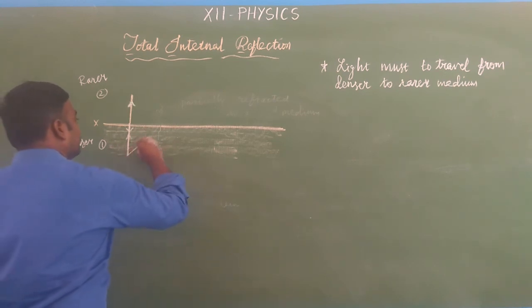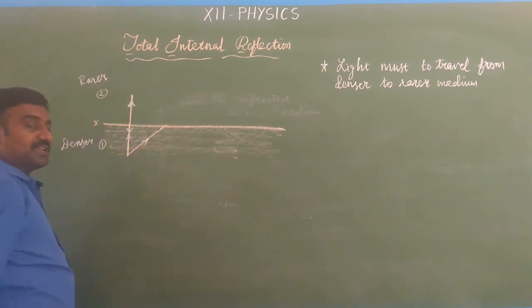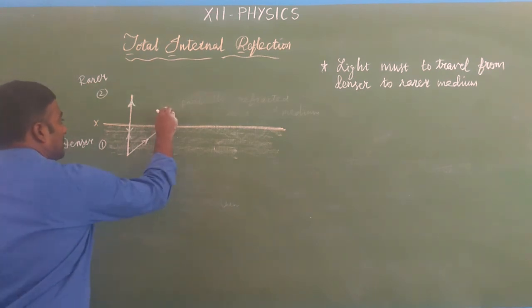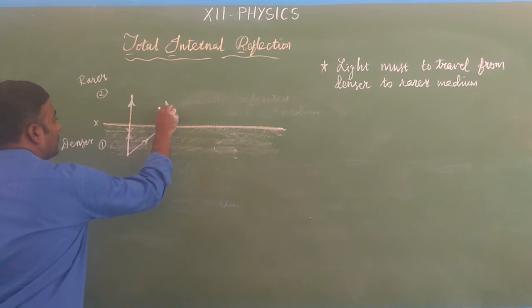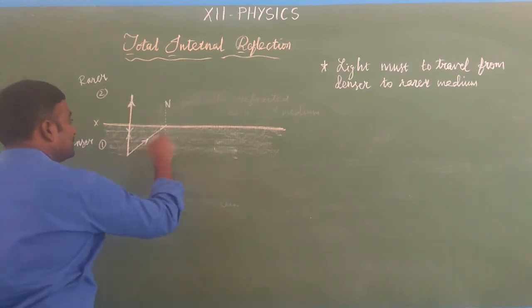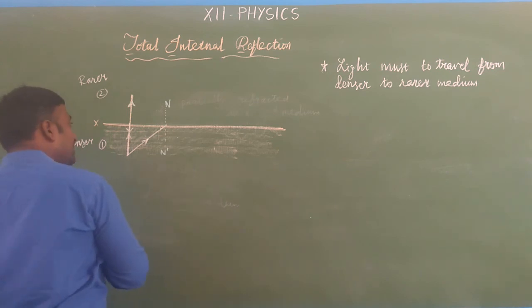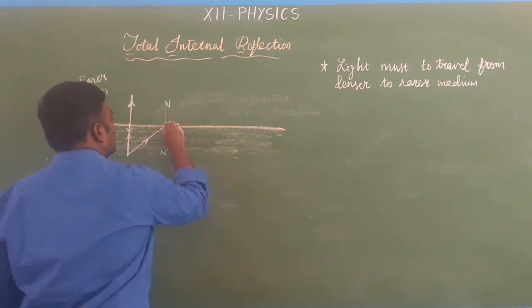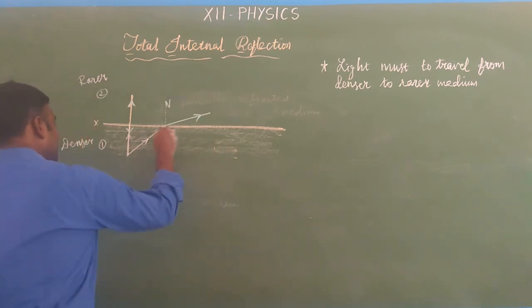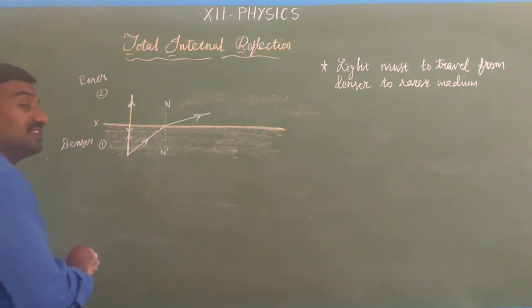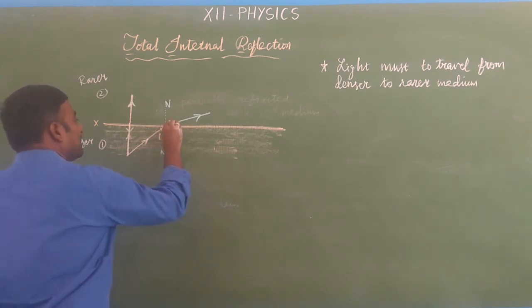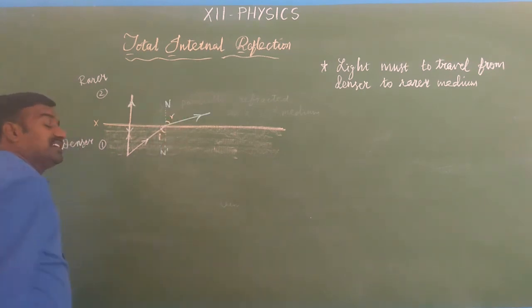Okay. This is the incident ray, and this is the point of interface. A perpendicular line drawn there is called the normal, N and N dash. What happened? Going from denser to rarer, the ray gets refracted away from the normal. This is the refracted ray. The angle the incident ray makes with the normal is called the angle of incidence, and the angle the refracted ray makes with the normal is the angle of refraction.